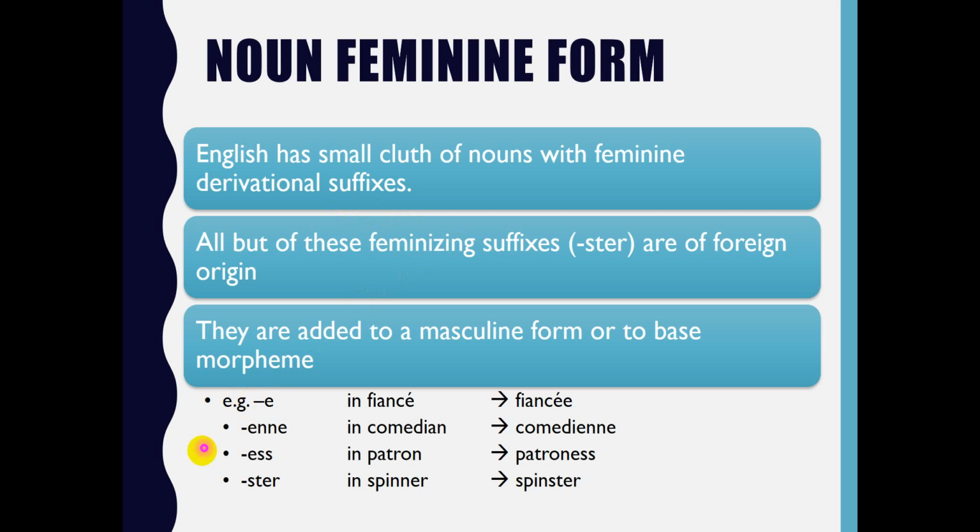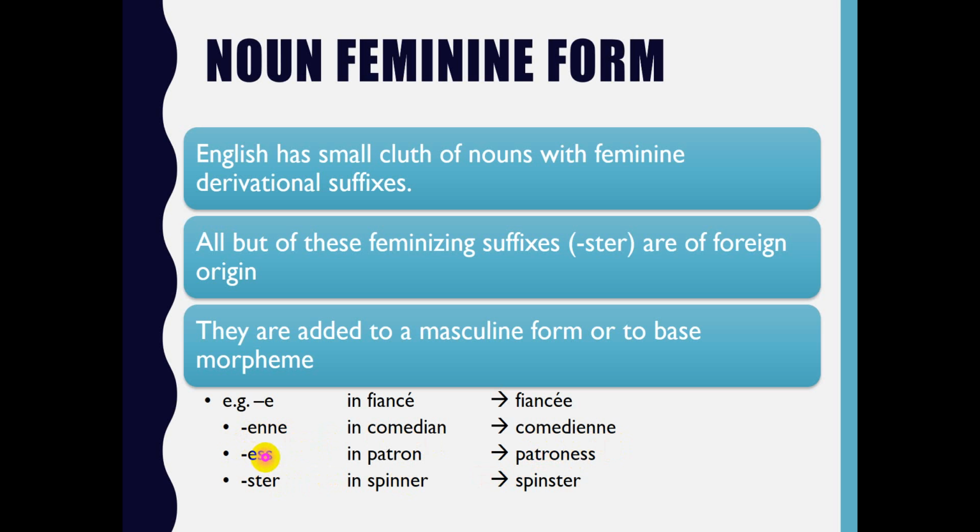For example, in the word fiancé, this is the base form. This is for the male. And we add the suffix e. It becomes fiancée, then it is the female one. Comedian, so this is the male form. And then we change an into ienne, and it becomes comedienne. Then this is the feminine form.